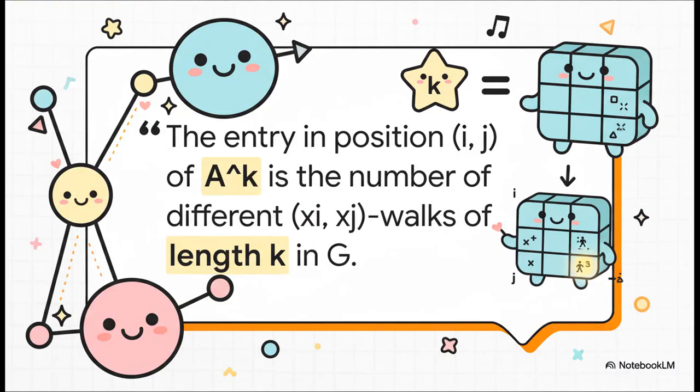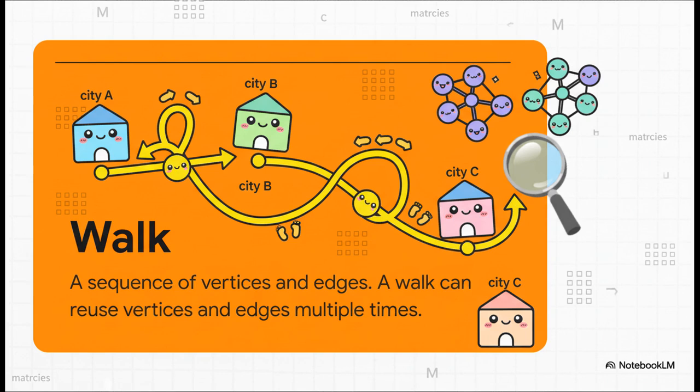But the answer is just unbelievably elegant. This is one of the core theorems of graph theory, and it says that if you take your adjacency matrix, A, and you just raise it to the power of k, the new matrix you get has the answer. The number in row I, column J, is the exact number of walks of length k from vertex I to vertex J. It's incredible.